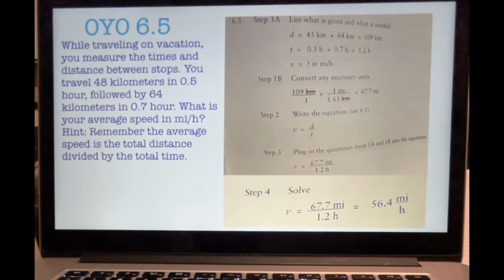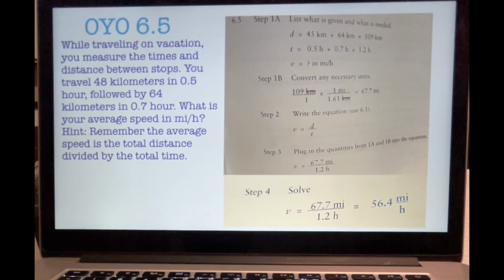And lastly, 6.5. While traveling on vacation, you measure the times and distance between stops. You travel 48 kilometers in half an hour, followed by 64 kilometers in 0.7 hours. What is your average speed in miles per hour? Hint, remember the average speed is the total distance divided by the total time.